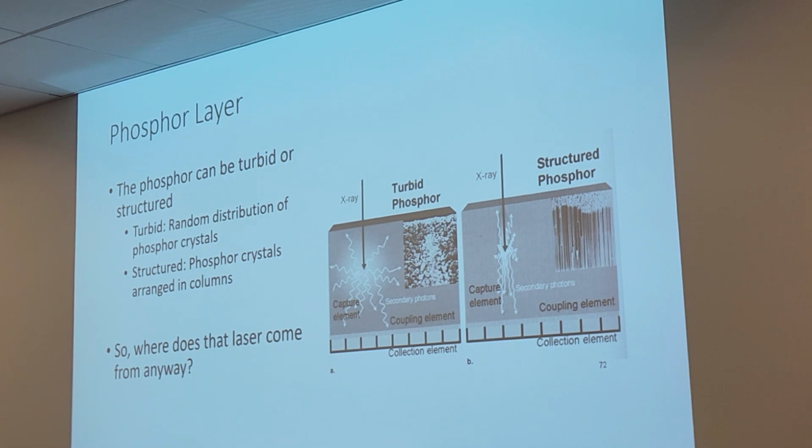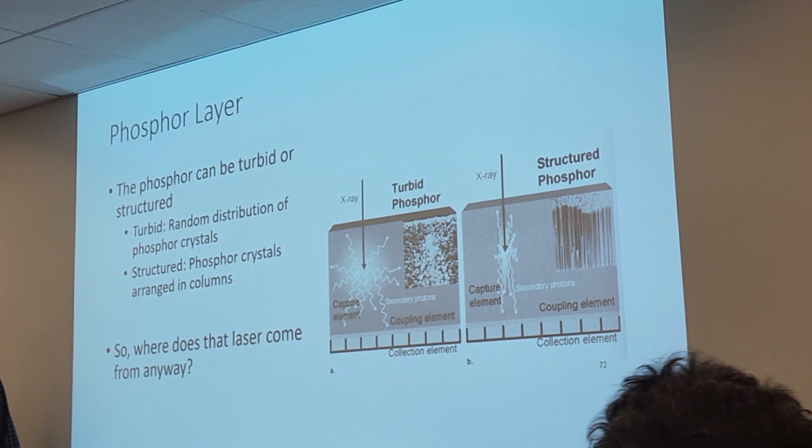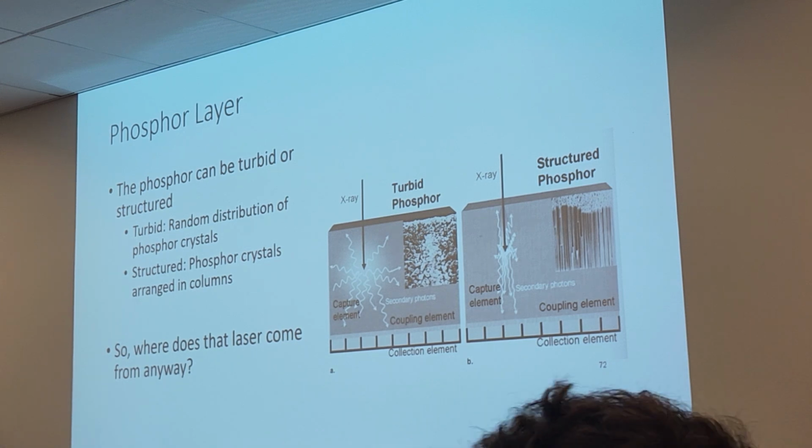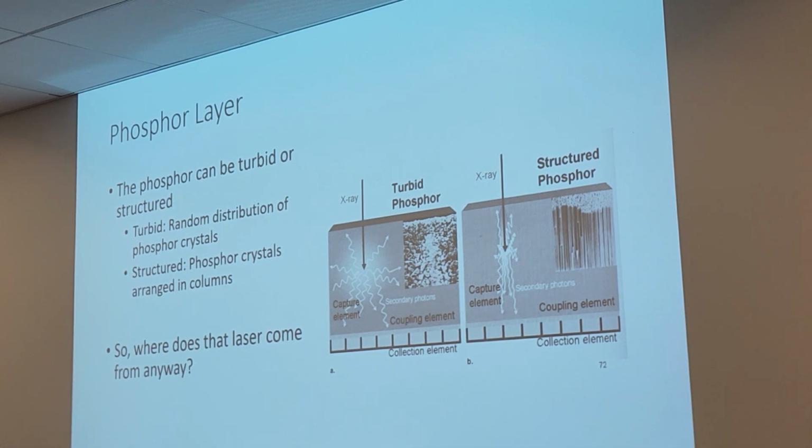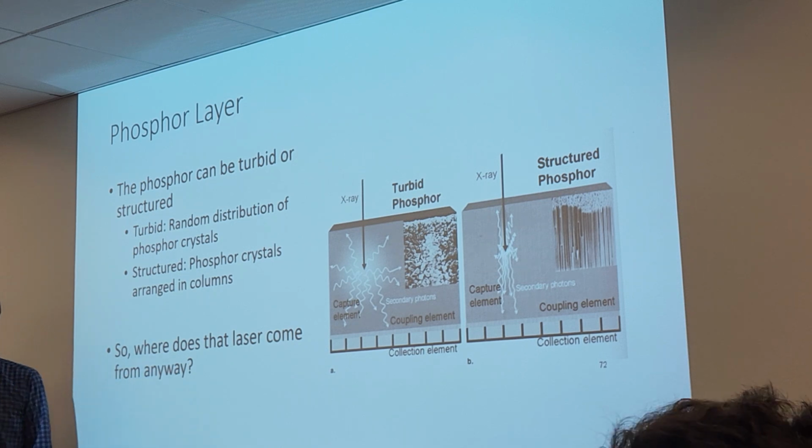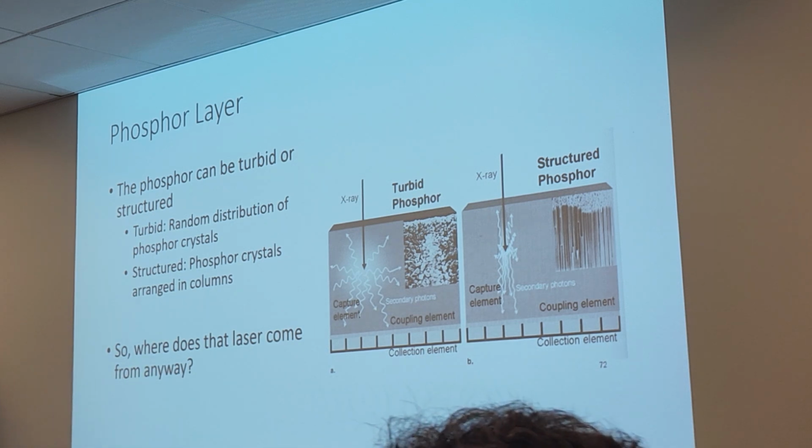All right, so we're pretty much done with talking about the phosphor. Any final questions about the phosphor before we move on? So the structure of the phosphor and the turbid phosphor, is that the type of thing that you'll buy, or is it present in all PSP plates? It is how the PSP plate is designed. The PSP plate is going to be either turbid or structured, one or the other.